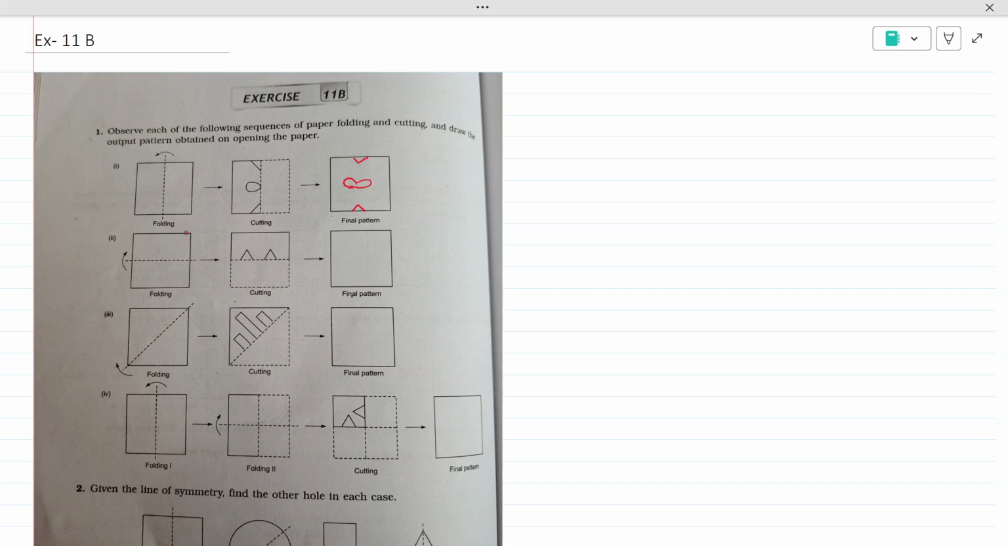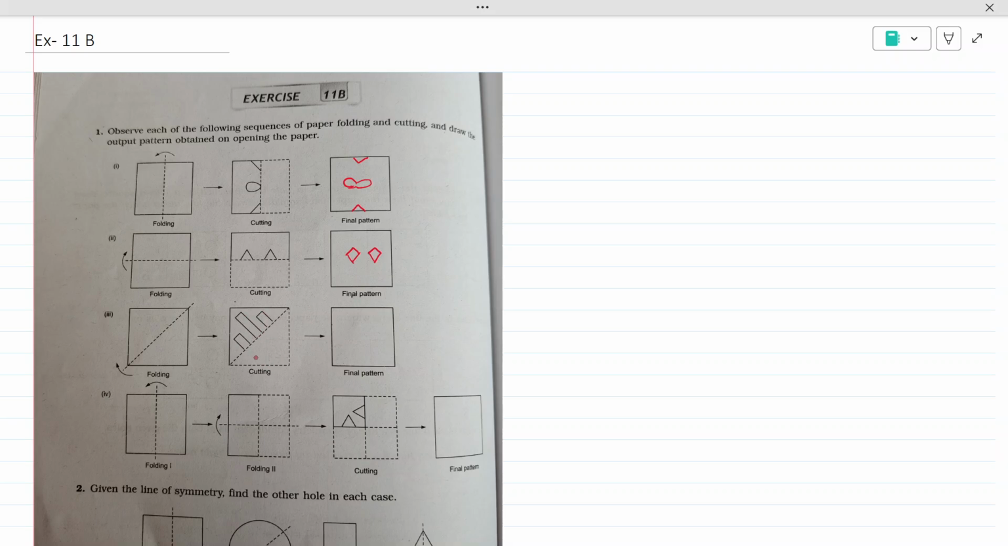Similarly, another paper we have which we are folding across the horizontal line, and we are making two triangular cuts here, and when we are going to open it, it will look something like this. We will have two diamonds here. Easy.